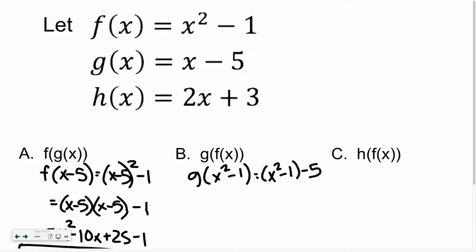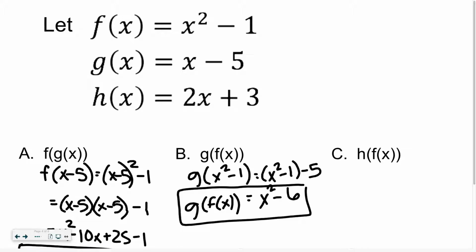Now when I make the substitution, I do always protect it with parentheses, just in case I need them, I have them. Did I really need parentheses right there? No, there's nothing to distribute, it's not being squared. So it's really just x squared minus 1 minus 5, which is x squared minus 6. Thank you, AC. So this is g of f of x. Okay, that one was easy. Done.